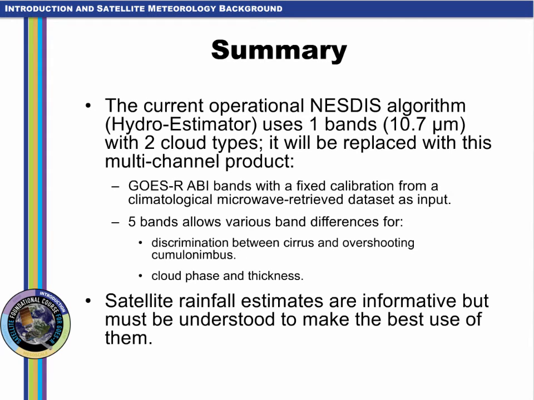In summary, the current operational NESDIS algorithm, the hydroestimator, uses one band, the 10.7 micron band, with two cloud types. It will be replaced with this multi-channel product. The GOES-R ABI bands with a fixed calibration from a climatological microwave retrieved dataset as input, and 5 ABI bands that allow various band differences for discrimination between cirrus and overshooting cumulonimbus, and also account for cloud phase and thickness. Satellite rainfall estimates are informative, but must be understood to make the best use of them.